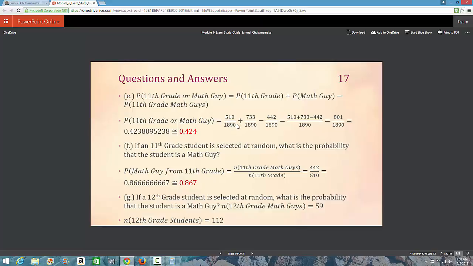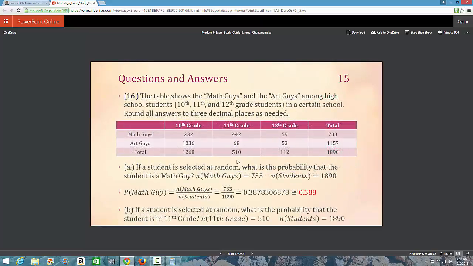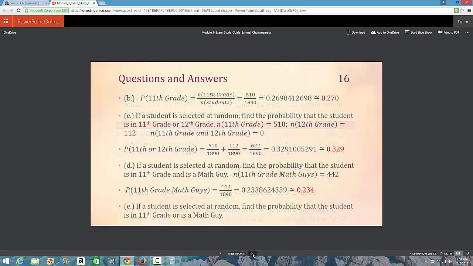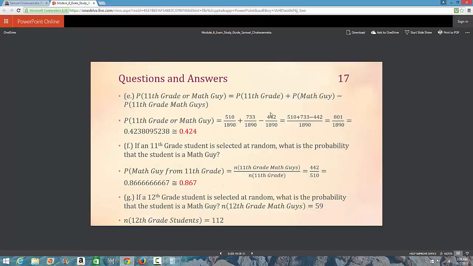You do that, this is 510 for the 11th grade. Math guys, you have 733. Then 11th grade math guy, minus 442. Please, addition law, take note of that. And that gives you approximately 0.424. You just do the fractions.